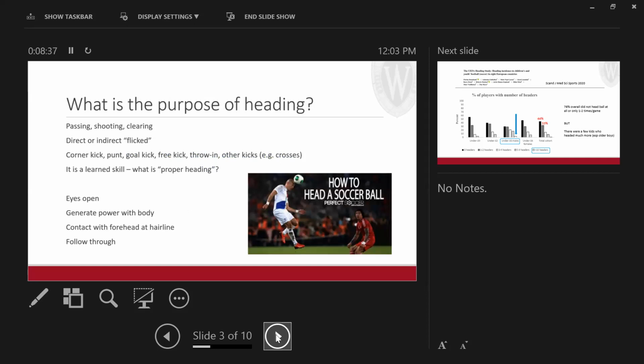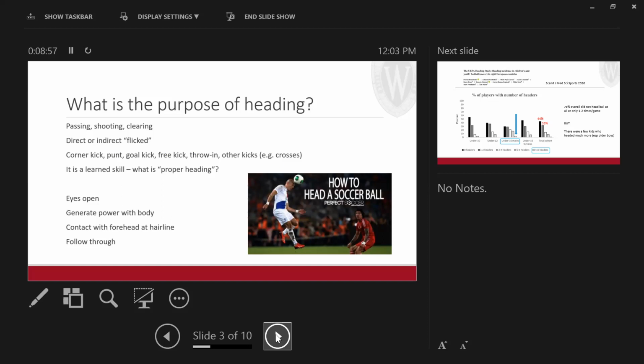It's an integral part of the game of soccer. You use it to pass, shoot, clear the ball. It can be direct or indirect, flipping the ball off your head. It occurs in all different situations: corner kicks, punts, goal kicks, free kicks, throw-ins, other types of kicks, crosses to an attacking player. It's a learned skill.